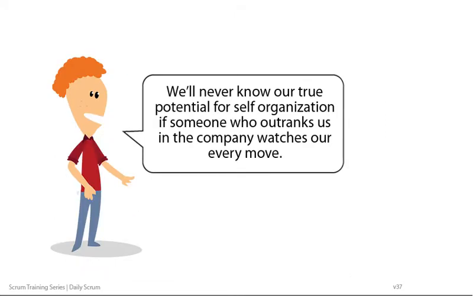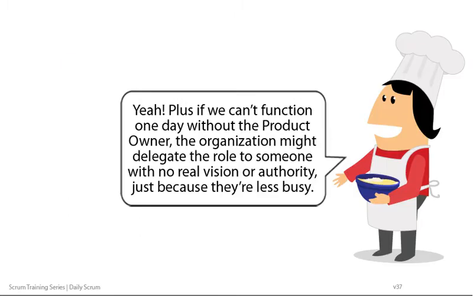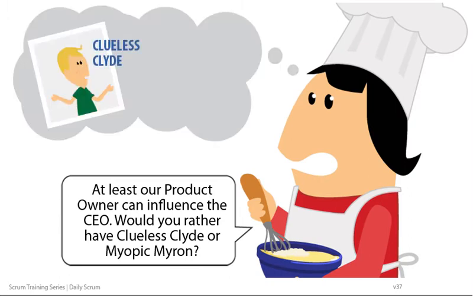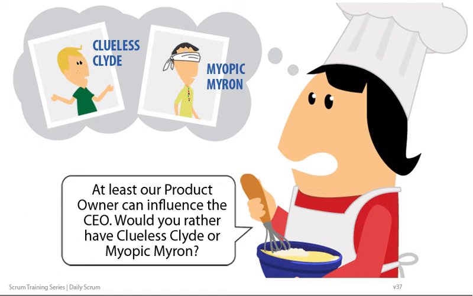We'll never know our true potential for self-organization if someone who outranks us in the company watches our every move. Yeah, plus, if we can't function for one day without the product owner, the organization might delegate the role to someone with no real vision or authority just because they're less busy. At least our product owner can influence the CEO. Would you rather have clueless Clyde or myopic Myron?